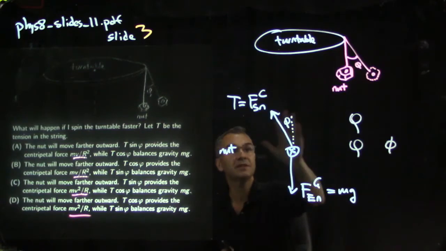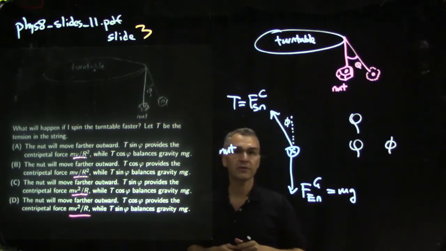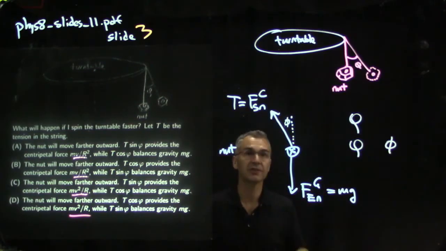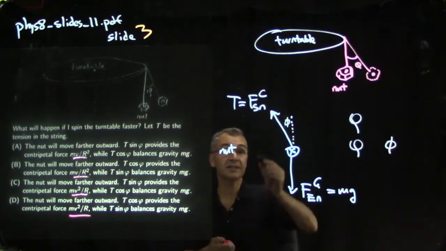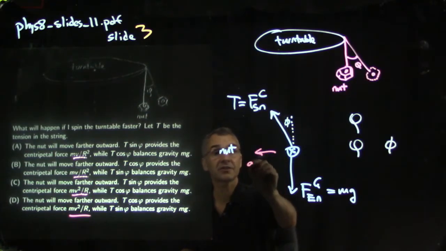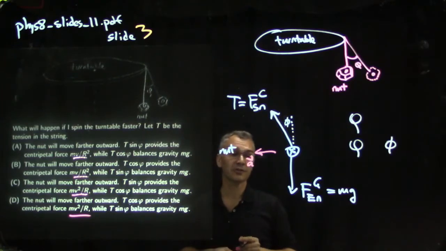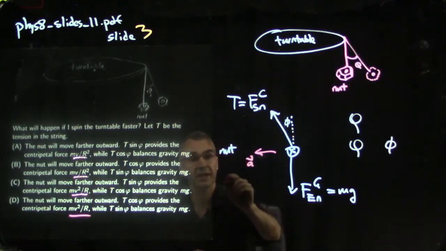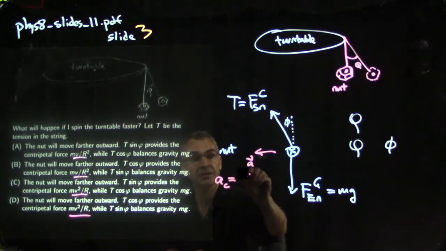Now, a question we have to ask is, is the nut accelerating? And I think it is accelerating. It's accelerating toward the center of the turntable. So in fact, I think the centripetal acceleration is v squared over r.